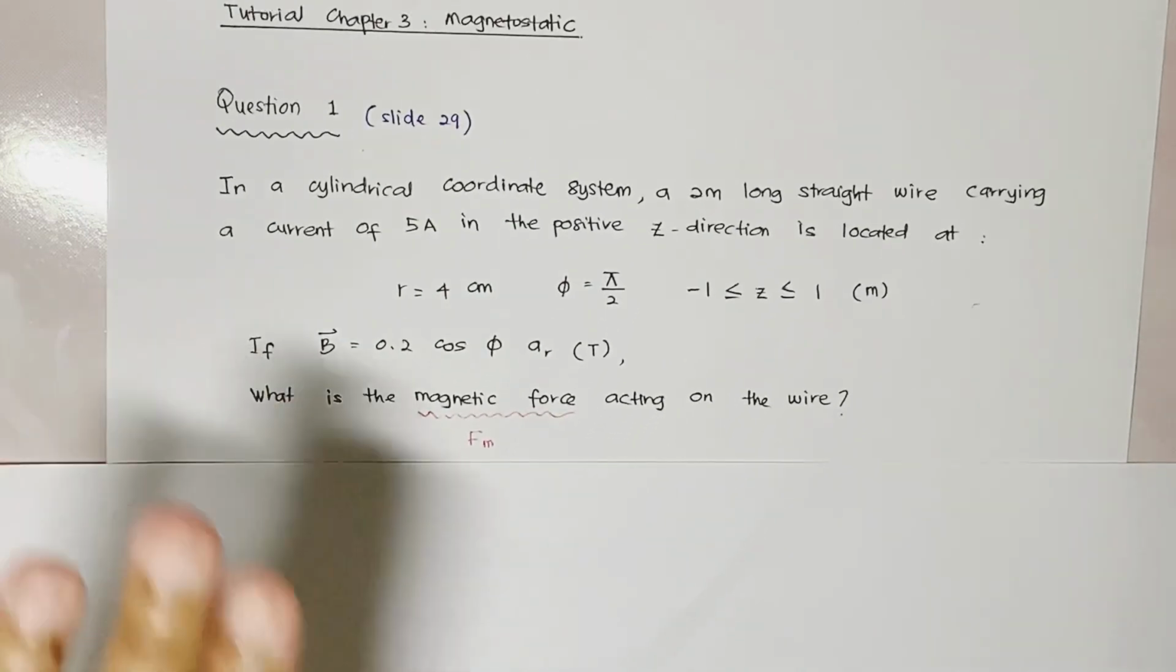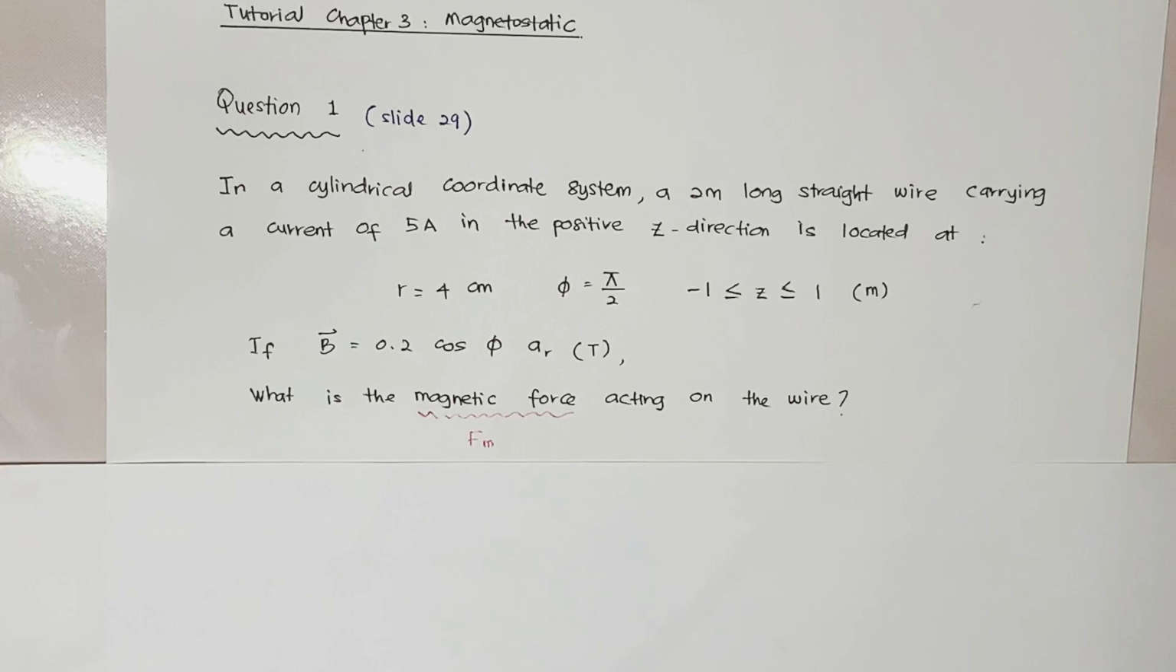So the question gives you, in a cylindrical coordinate system, a 2-meter long straight wire carrying a current of 5 ampere in the positive z direction, located at r equal to 4 cm, phi equal to pi over 2, and z between -1 to 1 meter. Given the magnetostatic density B equal to 0.2 cos phi AR Tesla. What is the magnetic force, Fm, acting on the wire?